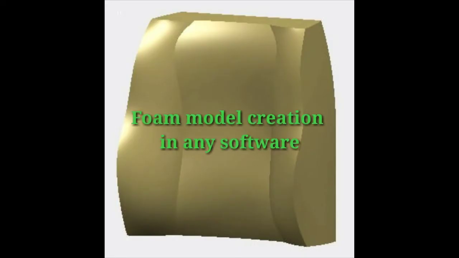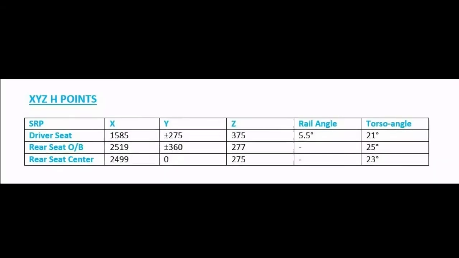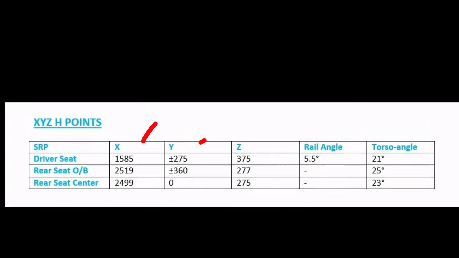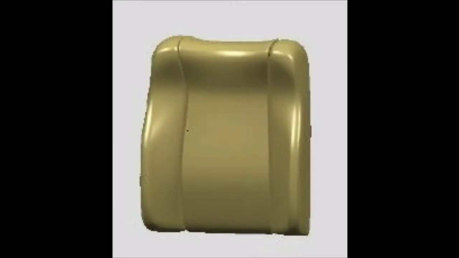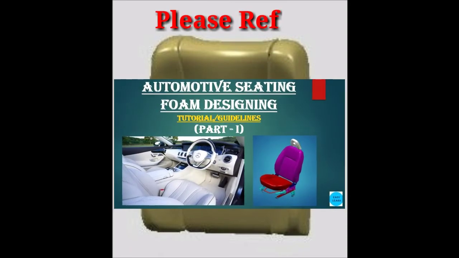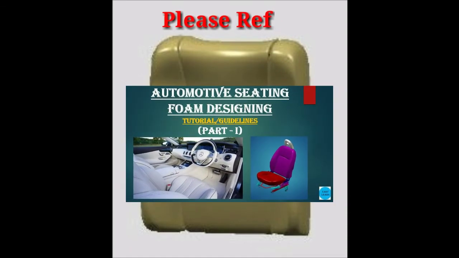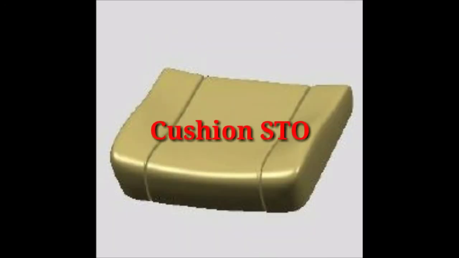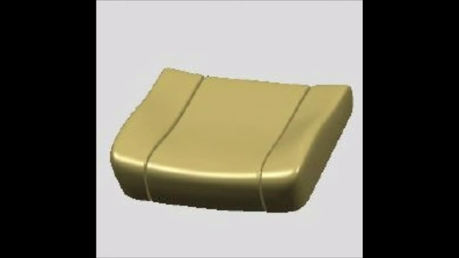Today we are going to see a simple technique of how to design a foam pad model in any mechanical software. You can see in the image, after putting the coordinate values of x, y and z, this edge point will come. Now you can see the image, that is the back pad STO. Back pad STO means the back pad which is going to provide support to our back seat trimming, and that is the cushion STO. Now we are going to see creating the back sections.